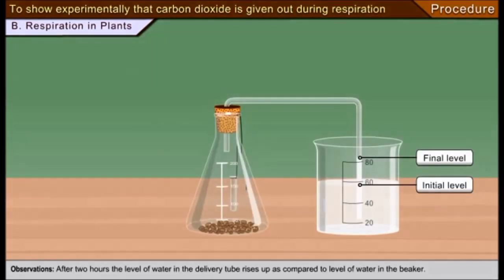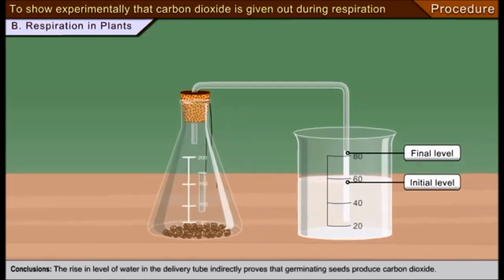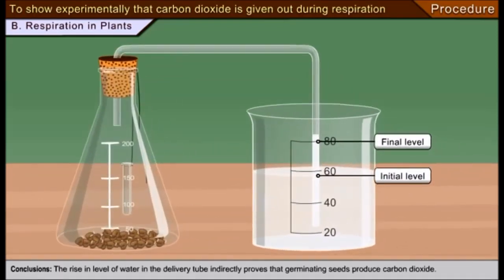Observations. After 2 hours, the level of water in the delivery tube rises up as compared to the level of water in the beaker. Conclusions. The rise in level of water in the delivery tube indirectly proves that germinating seeds produce carbon dioxide. The carbon dioxide produced by germinating seeds is absorbed by the potassium hydroxide solution.